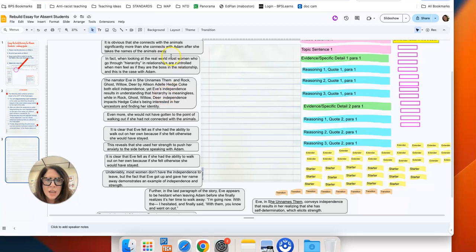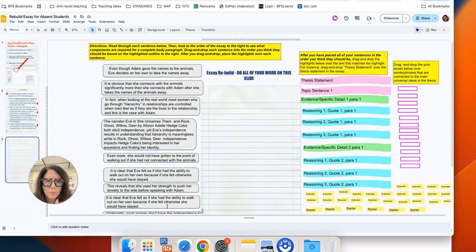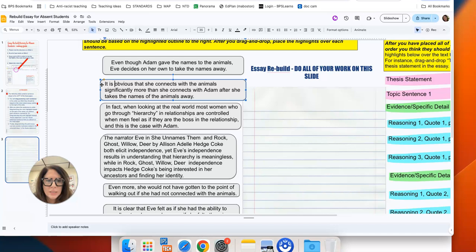So the idea is you need to take these sentence strips. There are, I believe, 10 of them. It's just one paragraph. You need to think, okay, which one is my thesis statement? That goes first, and then you drag and drop it. So if this was your thesis statement, you're going to click on it until you see this little cross, then you want to click it, drag it, and drop it.